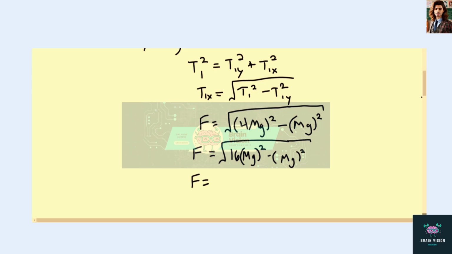And so we can say that f is going to be equal to the square root of 15 m, and then we can pull the mg out of the square root. So our answer is the square root of 15 mg. And that's how you do this problem.